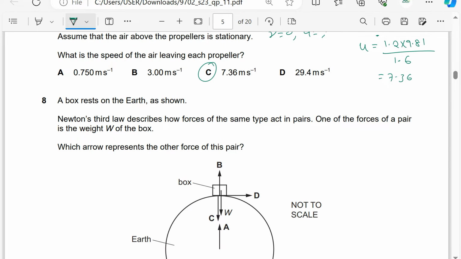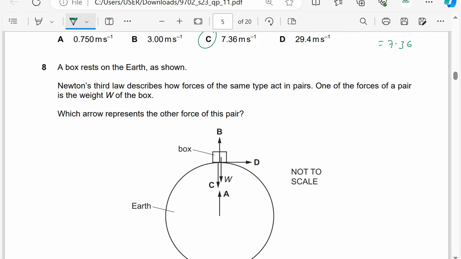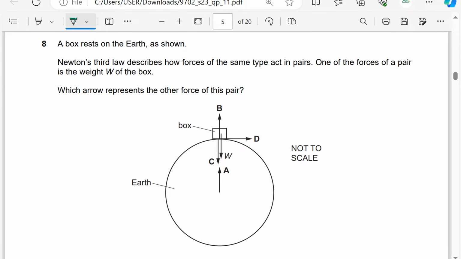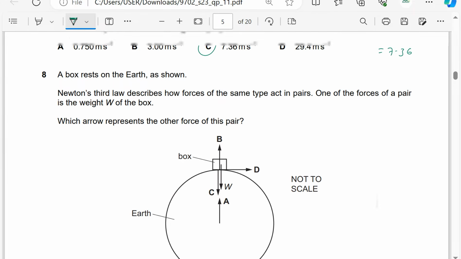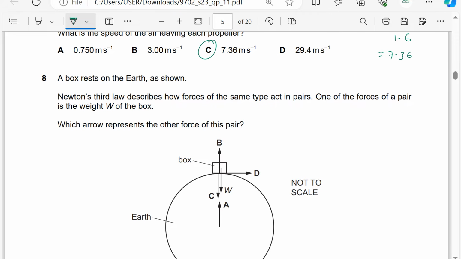A box rests on the earth as shown. Newton's third law describes how forces of the same type act in pairs. One of the forces of a pair is the weight W of the box. Which arrow represents the other force of this pair? Now, according to Newton's third law, the forces must be of the same kind. They must be of the same nature.